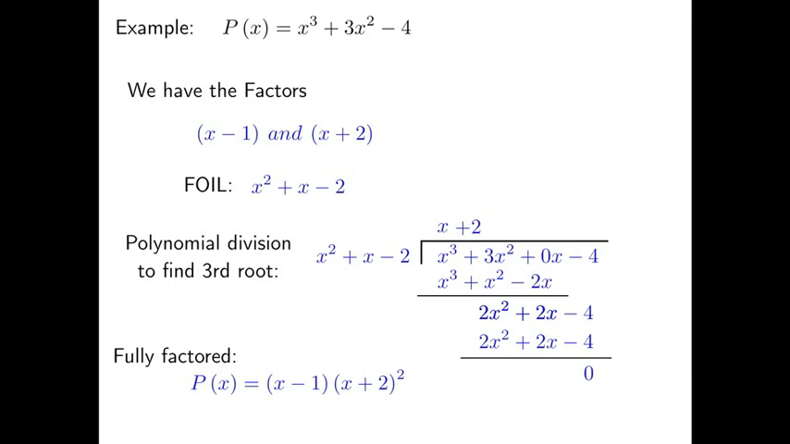So the multiplicity of the x plus 2 factor is 2, and this is good because it gives us a degree of 3. We knew already that we could only have 2 potential factors, x minus 1 and x plus 2, so this just shows us that the x plus 2 has a multiplicity of 2 in our fully factored form.